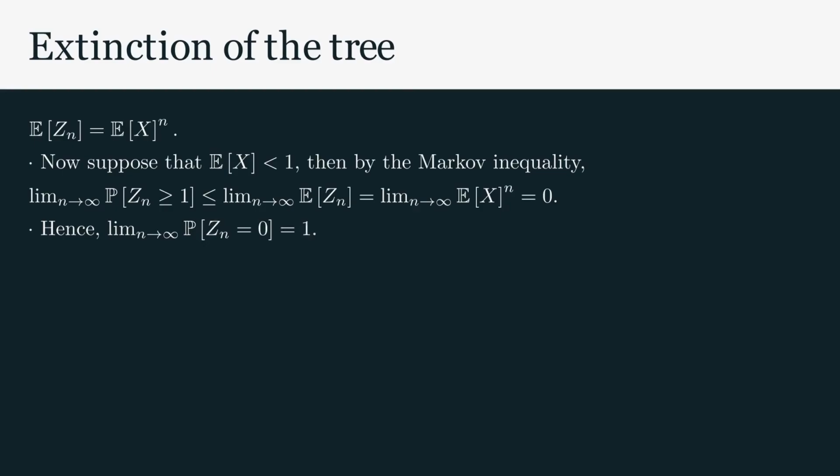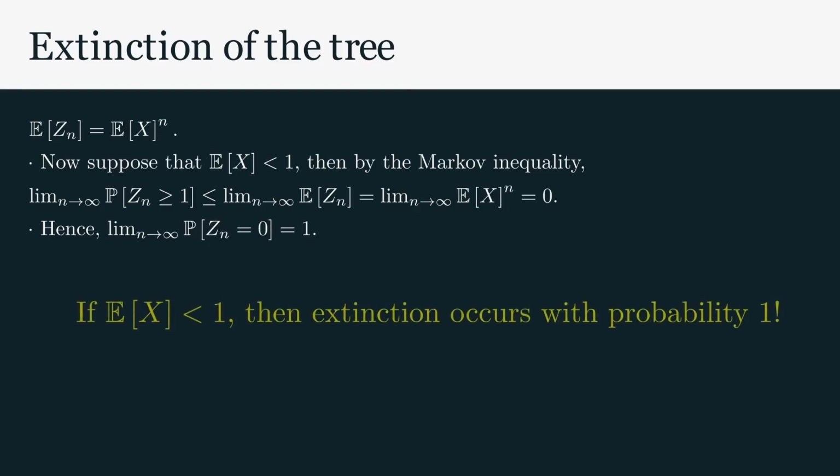This now essentially means that the tree must die out. If the nth generation is 0 at some point, that means there are no further generations, so the tree has died out. This means that if the expectation of x is smaller than 1, then extinction occurs with probability 1.